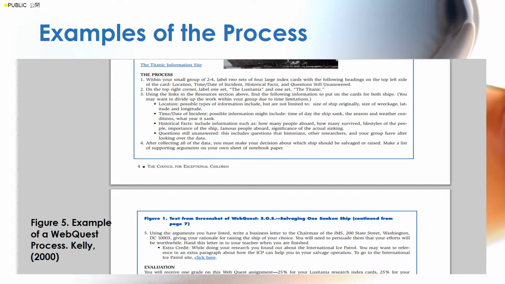This slide shows an example of the process. Notice each process is very specifically shown. In this case, we have a total of 5 different parts of the process.